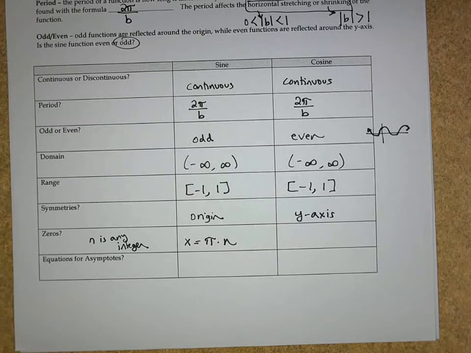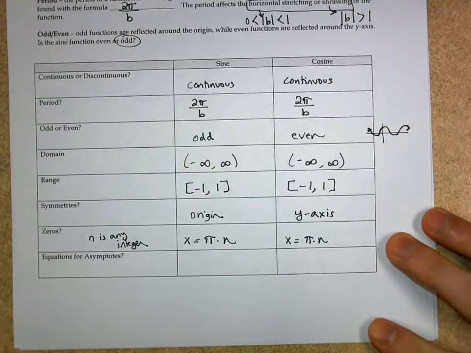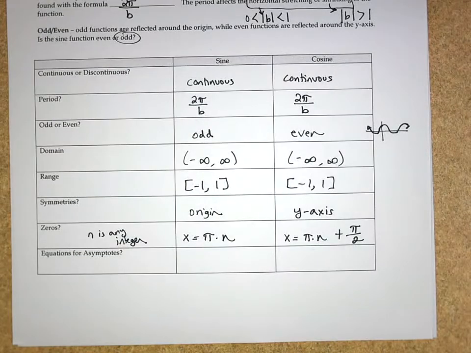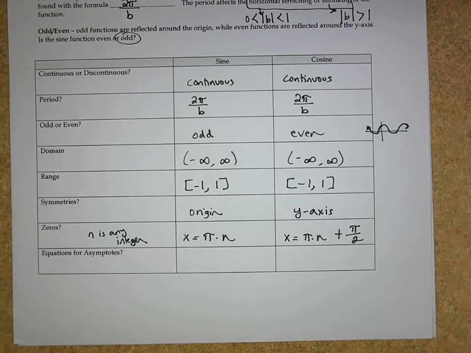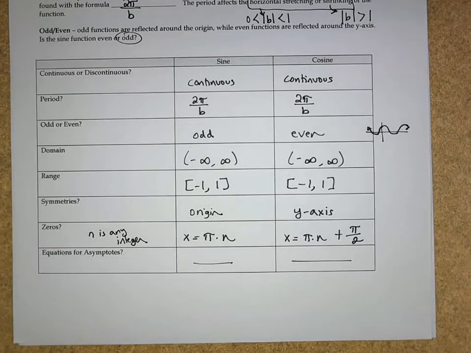If I do it with cosine, it's always going to be the pi over 2 factors. So x equals pi times n, but then we have to add this extra pi over 2 piece to make sure we always get pi over 2, 3 pi over 2, 5 pi over 2 for my zeros. And then finally, equations for asymptotes. There are none because we've got continuous functions.